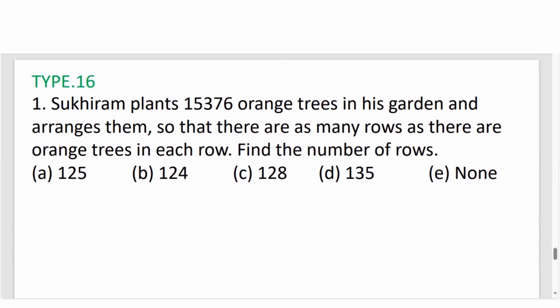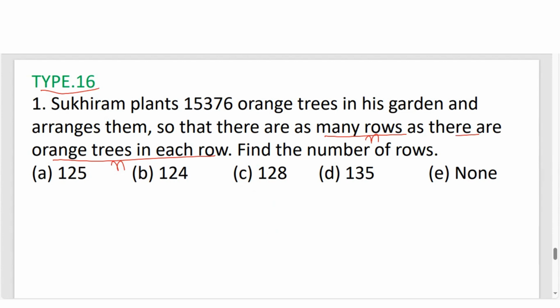Now this is type number 60. The question is: Sukhiram plants orange trees in his garden and arranges them so that there are as many rows as there are orange trees in each row. Find the number of rows. We can do this question by two methods. First, we go for the basic concept. Sukhiram plants 15376 orange trees in his garden, and there are as many rows as there are trees in each row. So suppose there are N rows. Then in each row, how many trees? N. So total N rows, and each row has N trees.